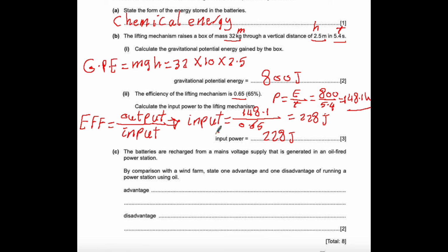The batteries are recharged from the mains voltage supply that is generated in an oil-fired power station. By comparison with a wind farm, state one advantage and one disadvantage of running a power station using oil. Actually, guys, we have advantage and we have disadvantage. If I want to talk about the advantage, it will be always available. We can obtain it anytime as we want. And also we can say it's not dependent on the weather, if we have a good weather or bad weather. So any answer of them, because we have just 1 mark for the advantage and also 1 mark for disadvantage.